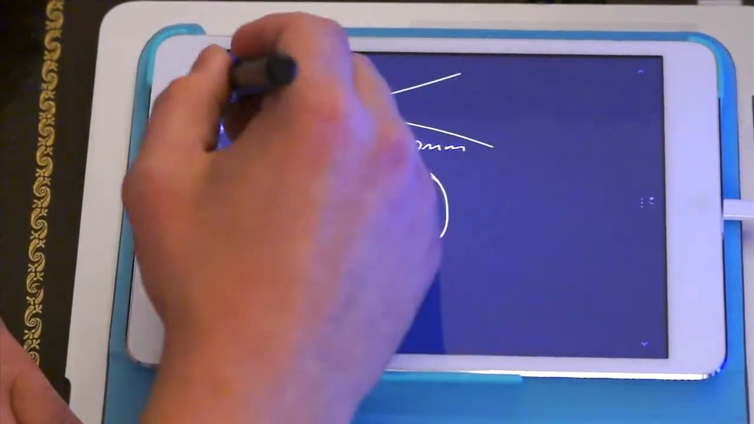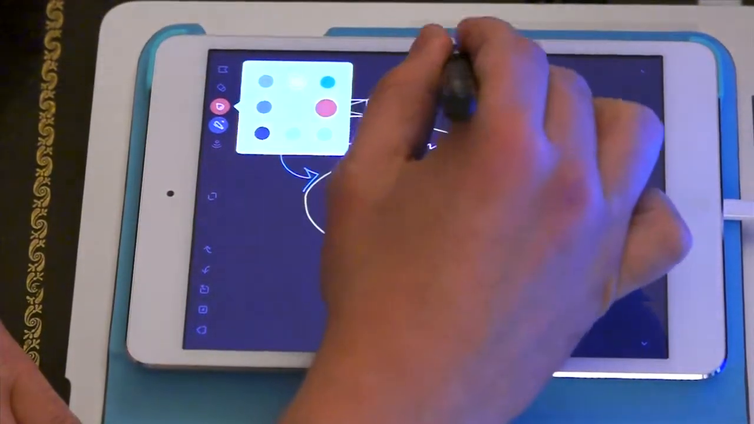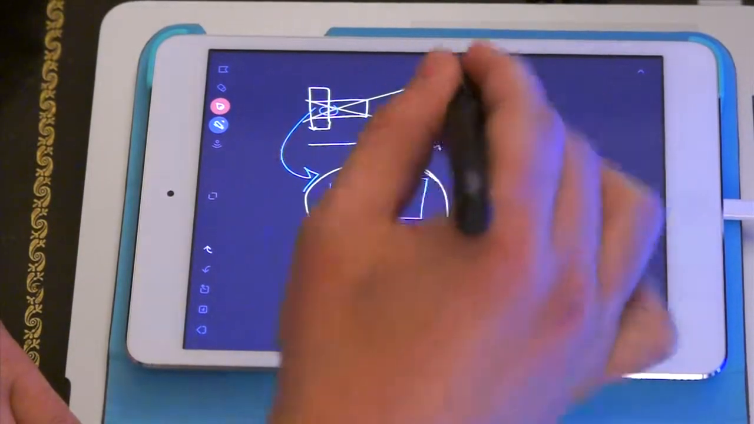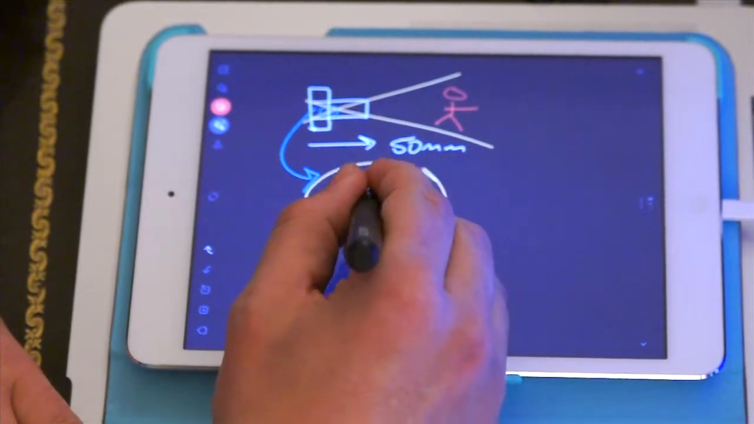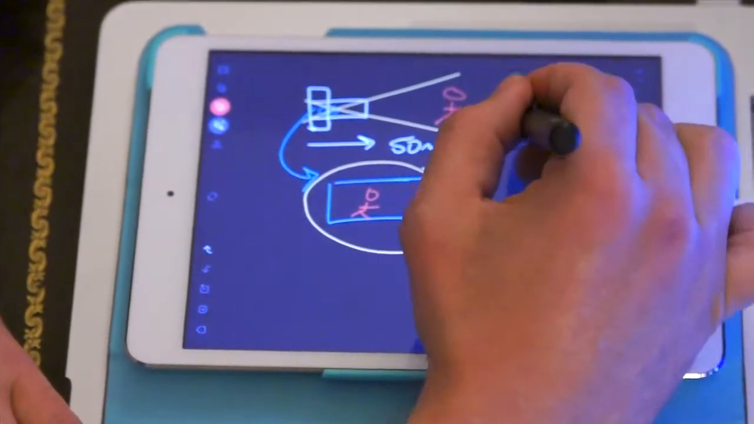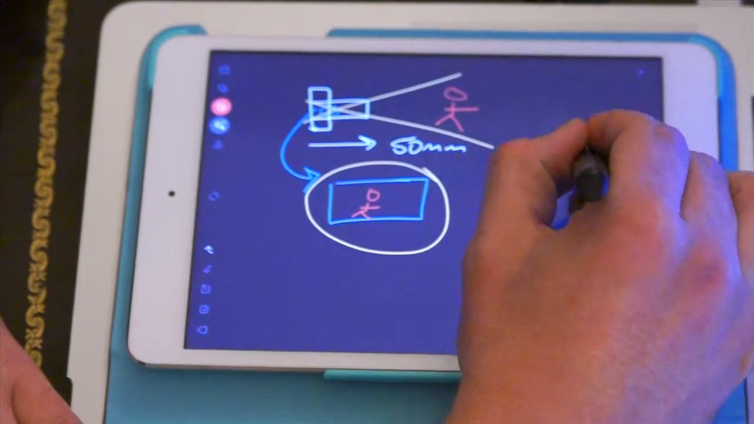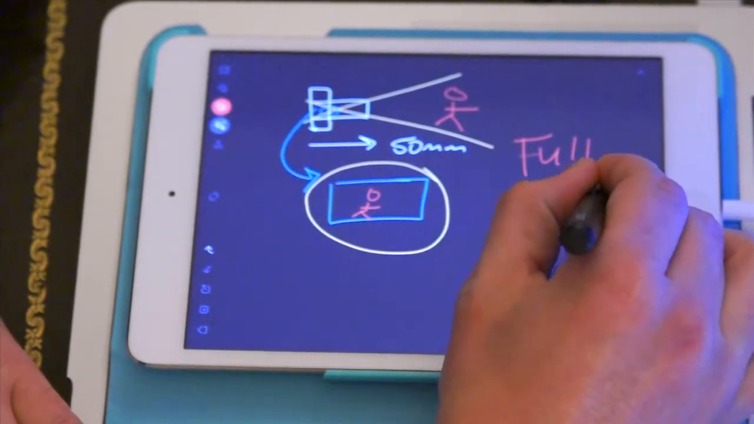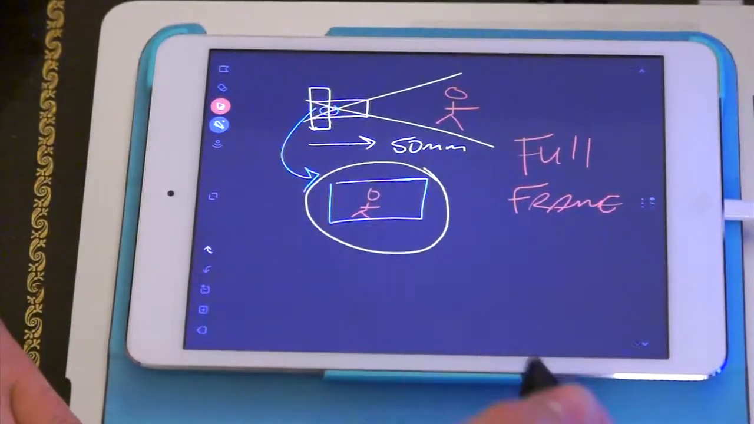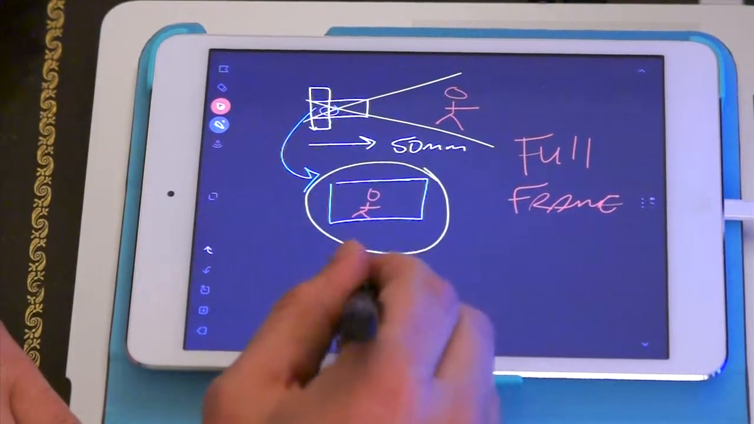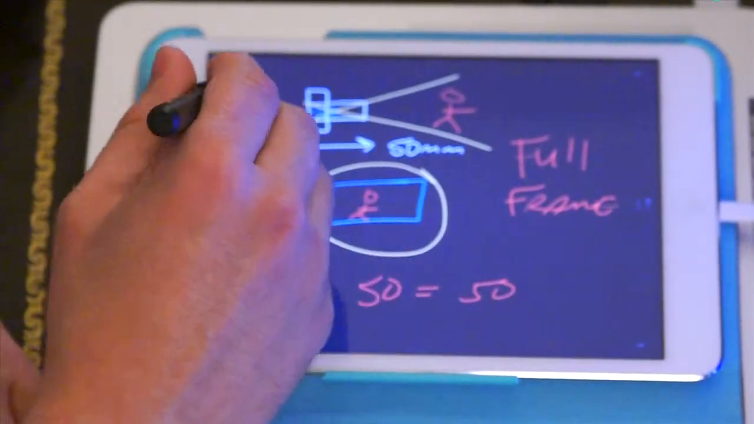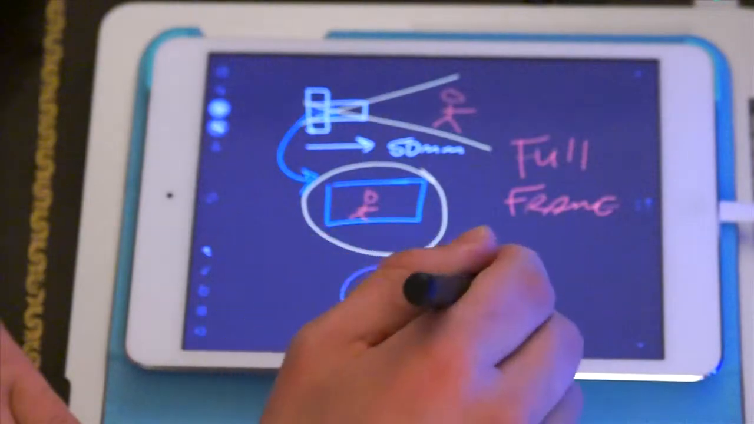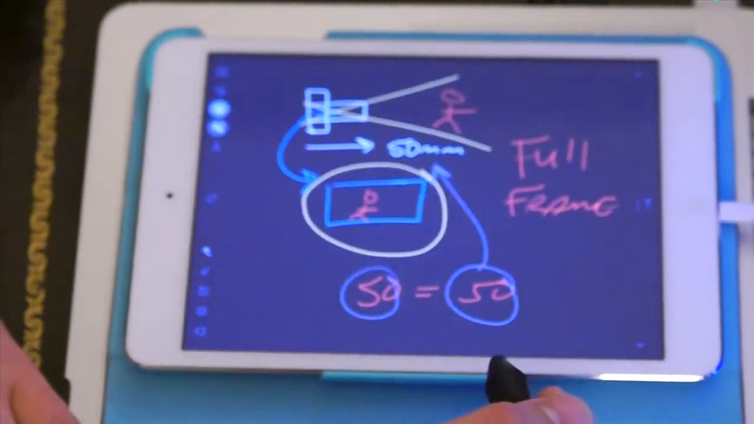So when we've got our subject here, let's take red, and we make our little guy, and we take a picture of him, he winds up on the sensor, and we have a picture of our guy on a sensor. On a full frame camera, this equivalent right here is just that. It's equivalent. 50 equals 50. When I talk about this 50, I'm talking about this focal length right here. It's all the same.